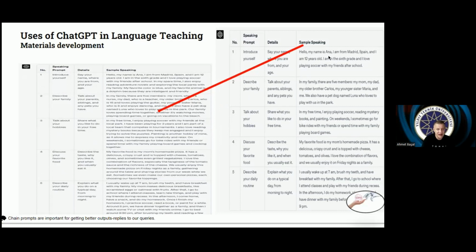Sample speaking, introduce yourself. Hello, my name is Ana. I'm from Madrid, Spain, and I'm 12 years old, and I'm in the 6th grade, and I love playing soccer with my friends after school. Now, I want to give this example to my students, but I want to give them more sentences. So please, ChatGPT, expand the sample speaking example, and ChatGPT can expand the example that it is giving.